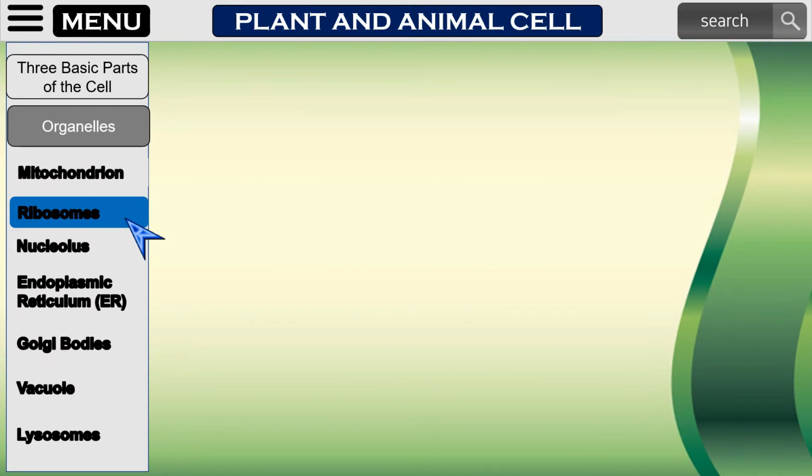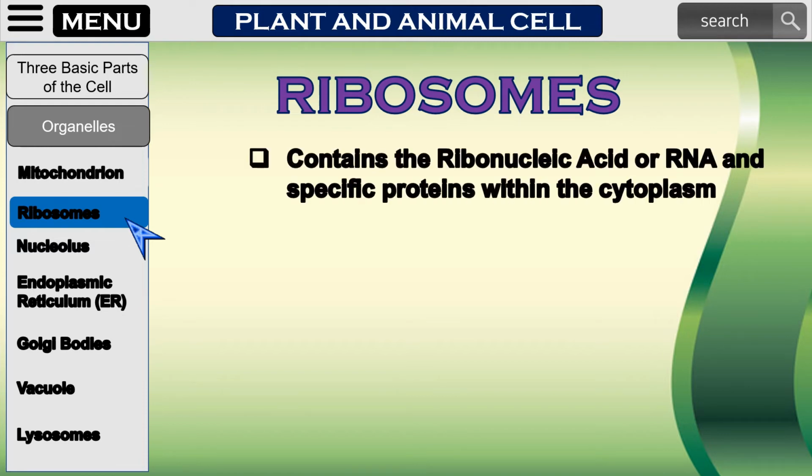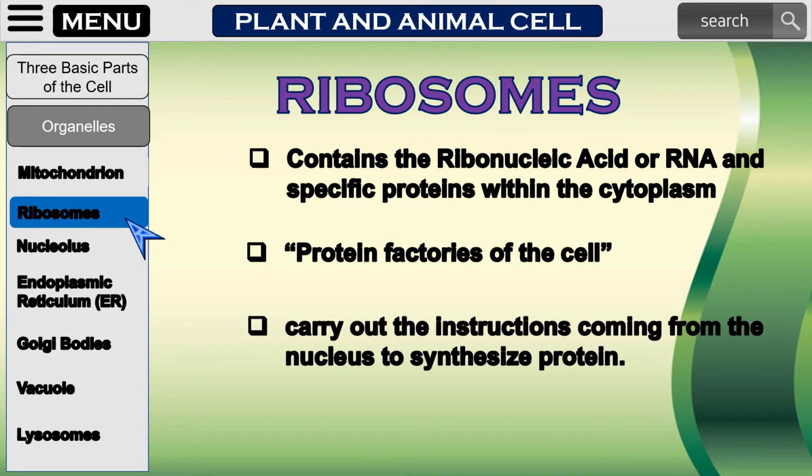Next, we have the ribosomes. They are tiny organelles like dots that can be seen in the cell that contain the ribonucleic acid, or RNA, and specific proteins within the cytoplasm. The ribosomes are directly involved in the manufacture of proteins. That is why they are considered the protein factories of the cell. They carry out the instructions coming from the nucleus to synthesize protein.